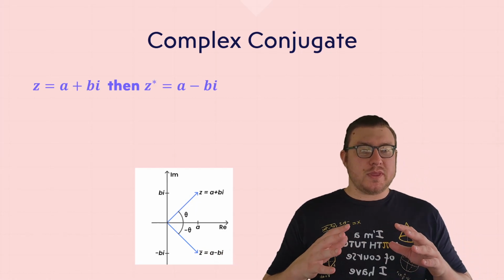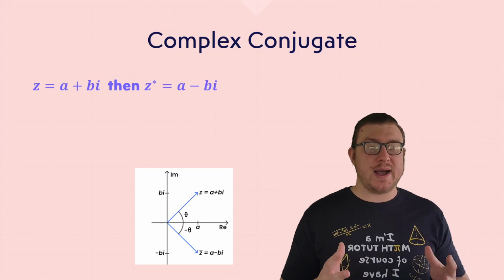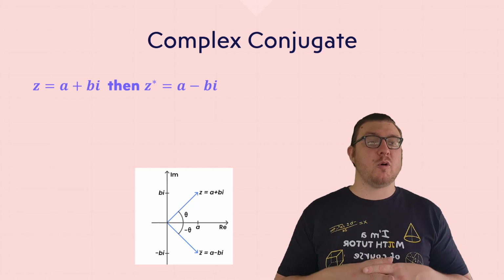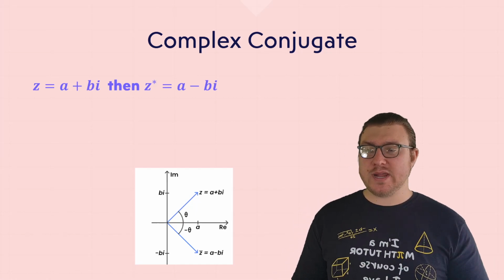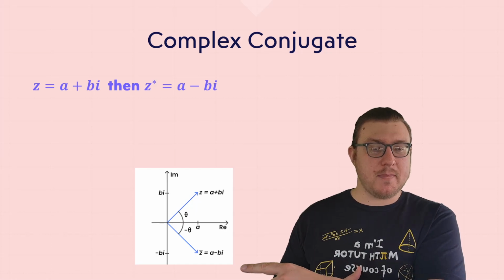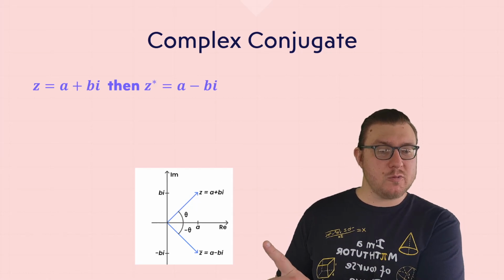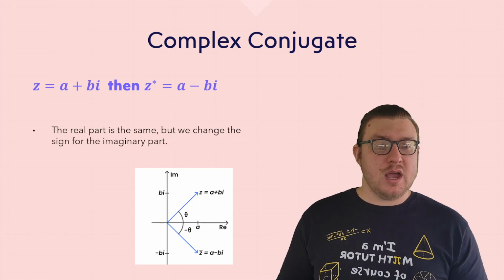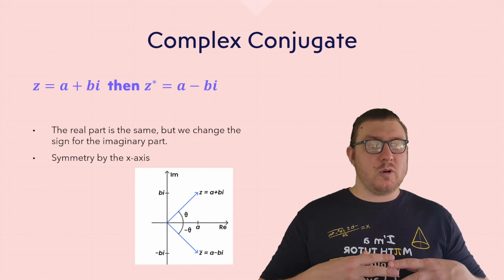So if we want to look at the complex conjugate, that just means we keep the real part the same, but we negate or flip the sign for the complex part, the imaginary part. So in the picture, we can see z is a plus bi over here, and z bar is a minus bi at the bottom. We kept a the same. a is, remember, the real part, which we can see on the axis. So what did that actually do? The real part is the same, but we changed the sign of the imaginary part. We know this. What about the symmetry?